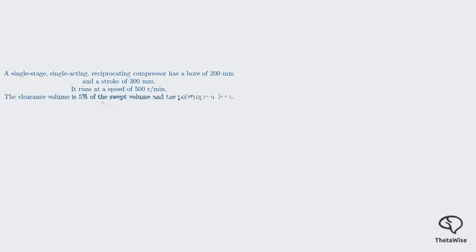Here is the full question. A single-stage, single-acting, reciprocating compressor has a bore of 200 mm and a stroke of 300 mm. It runs at a speed of 500 revolutions per minute. The clearance volume is 5% of the swept volume, and the polytropic index is 1.3 throughout. Intake pressure and temperature are 97 kilonewtons per square meter and 20 degrees Celsius, respectively. And the compression pressure is 550 kilonewtons per square meter.